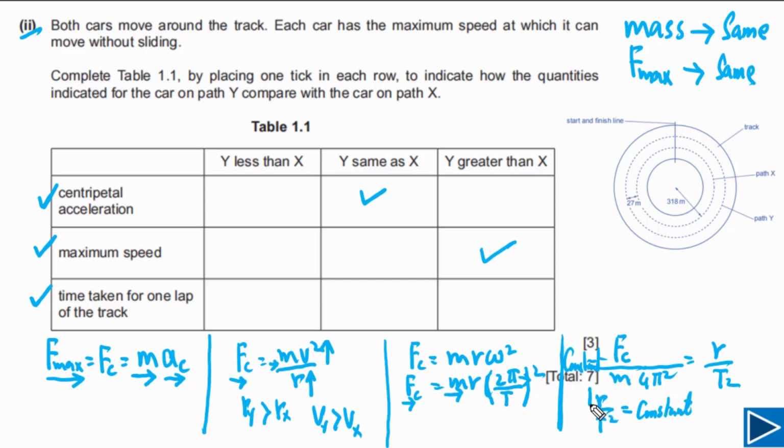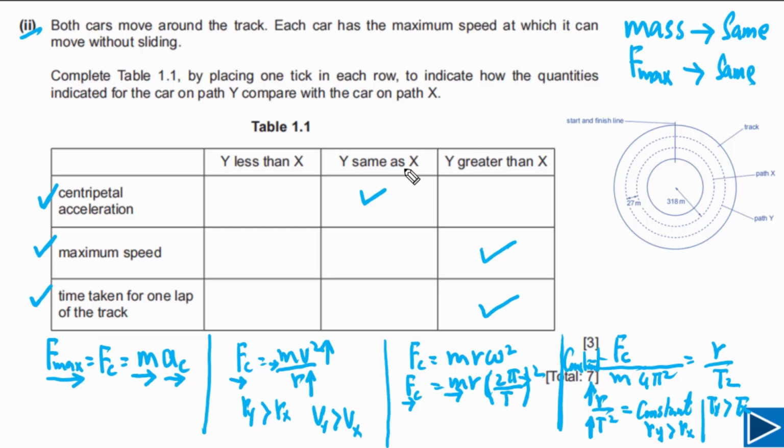Now if R is bigger, this quantity is bigger, so time has to be greater to keep the ratio constant. So it means if Ry is greater than Rx, the time taken to complete one cycle for Y will be greater than the time taken by X. So Ty has to be greater than Tx. So we can simply tick here.